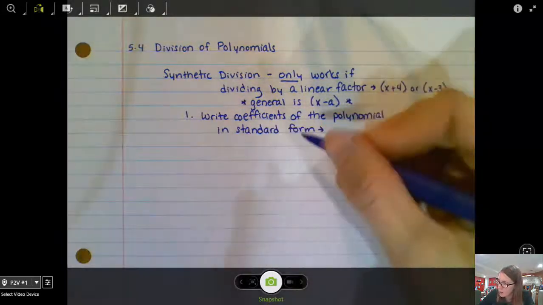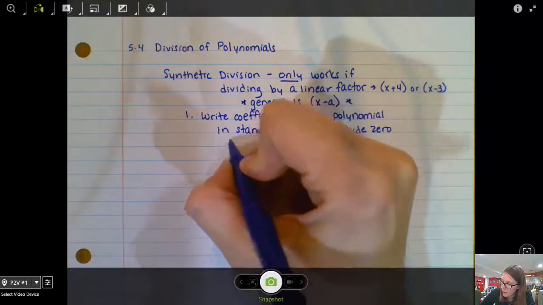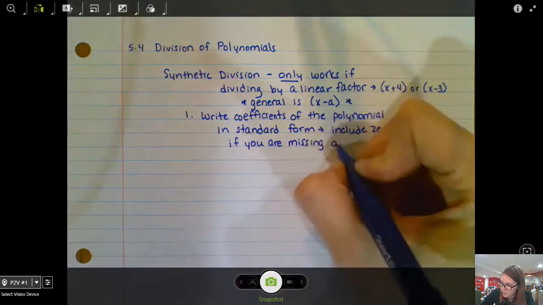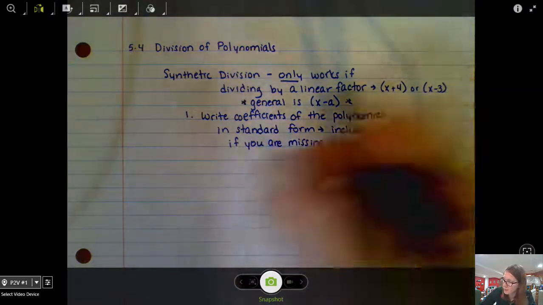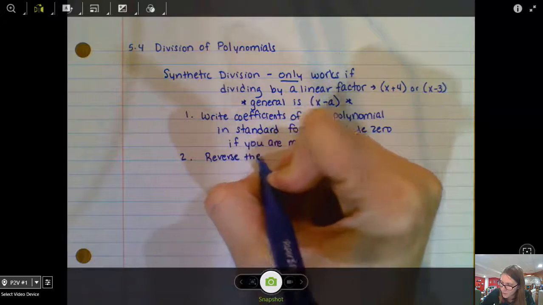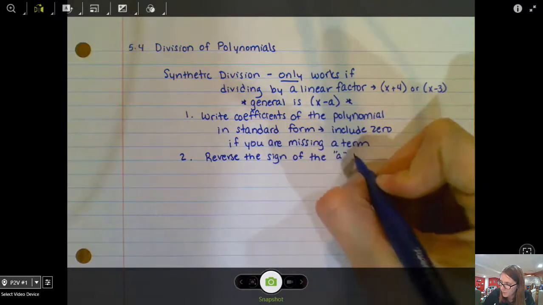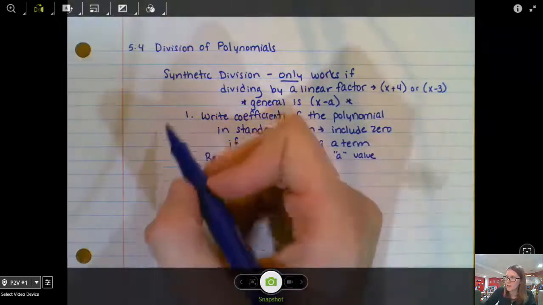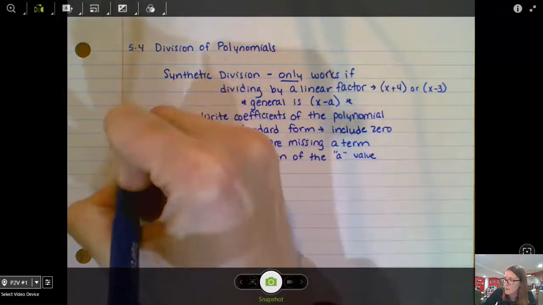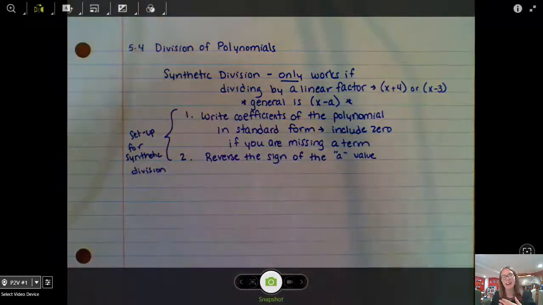And just like with long division, we must include 0 if you are missing a term. And our second step is to reverse the sign of the a value. This is our setup for synthetic division. The rest of the process, it's just easier to see as we go through an example.